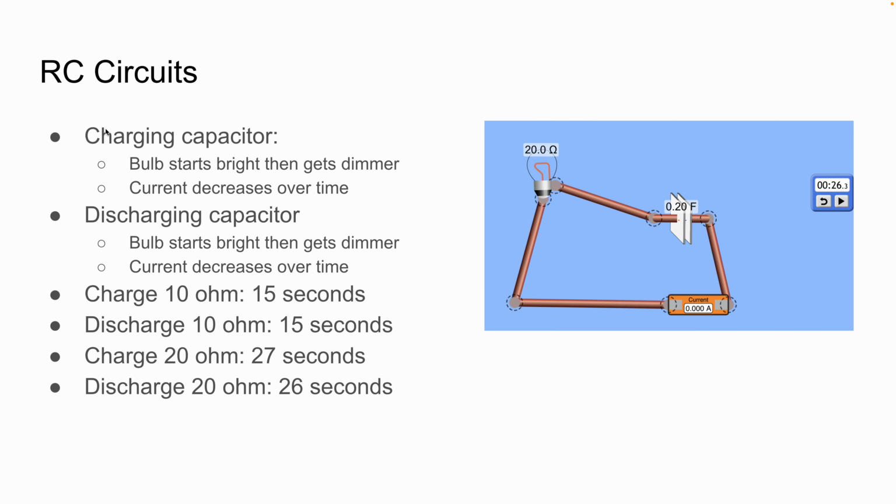For the next part, we explore RC circuits. For charging the capacitor, the bulb started bright, then got dimmer. The current decreased over time, and the same thing was observed for the discharging of the capacitor. When charging with the 10 ohm resistor, we got 15 seconds to charge and discharge. For the 20 ohm resistor, we got 27 seconds to charge and 26 seconds to discharge.